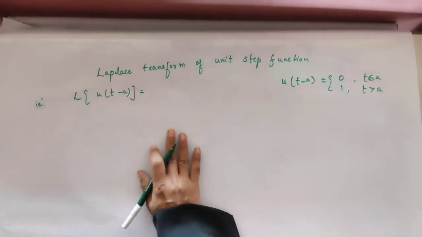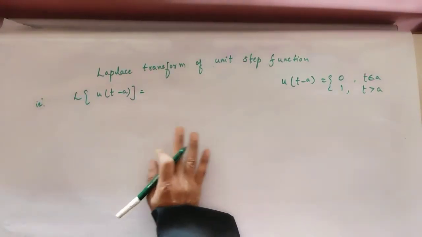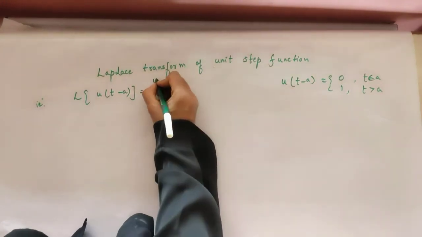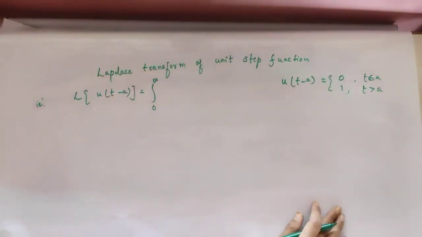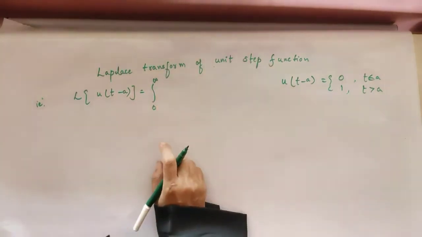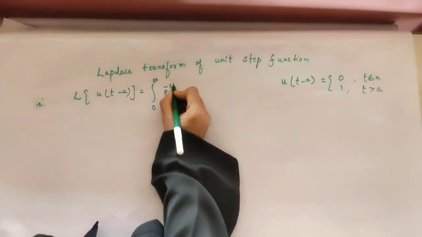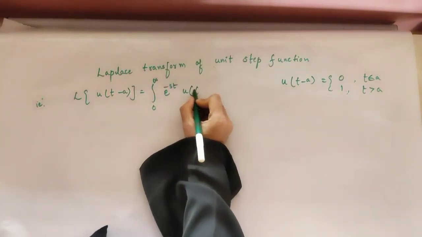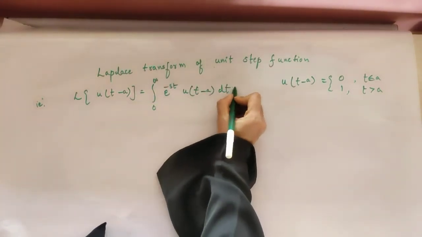And the basic definition of the Laplace transform you already know, so I'll just use it and let us solve that. As per the basic definition, the Laplace transform is defined to be the integration from 0 to infinity of e to the power minus st into f of t dt. In place of f of t you have got u of t minus a.